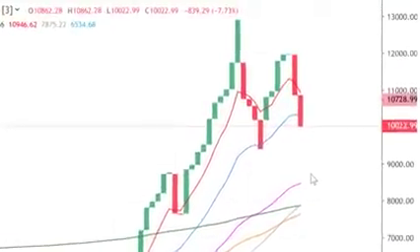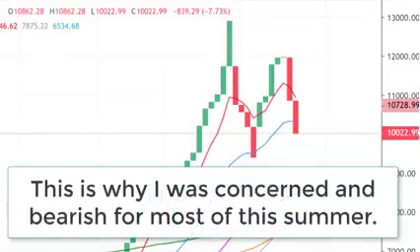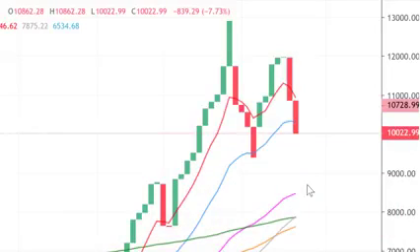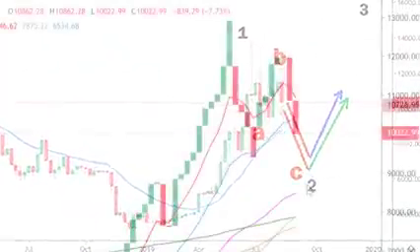Which is the reason why when I saw this happening in August of this year, I was almost 80% convinced that Bitcoin was going to drop lower, which is why I kept saying in my videos, guess what, guys? Very likely we're going to head lower and go into that wild card potential scenario, the 8,000, potentially to the 7,000 levels there.